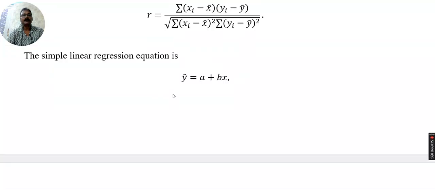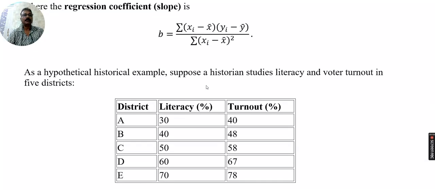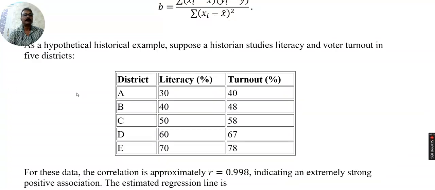So the researcher must remember the formulas. After that, how can he proceed? This can be explained with the help of a hypothetical example. As a hypothetical historical example, suppose a historian studies literacy and voter turnout in 5 districts.